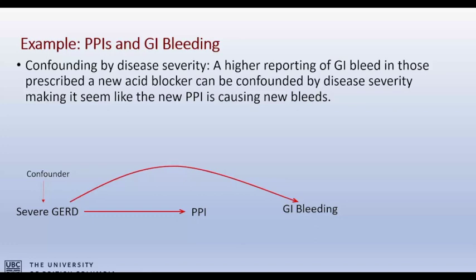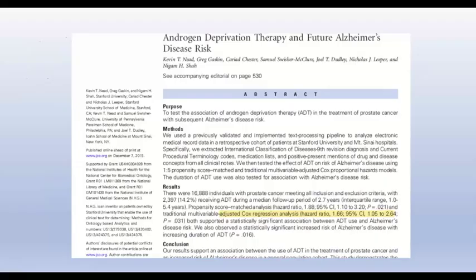And this higher GI severity is acting as a confounder. And so if we don't control for this GI severity or GERD, gastrointestinal reflux disease, this confounded effect would look like the drug is actually causing the bleeding, where in fact it's a confounding by disease severity situation. So again, if we were to do a study, we have to control for severe GERD to prevent any sort of confounding by disease severity.